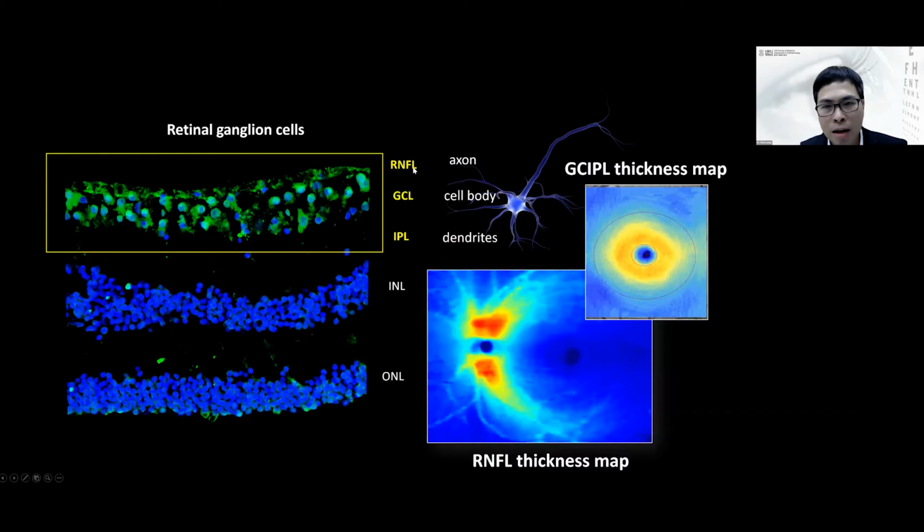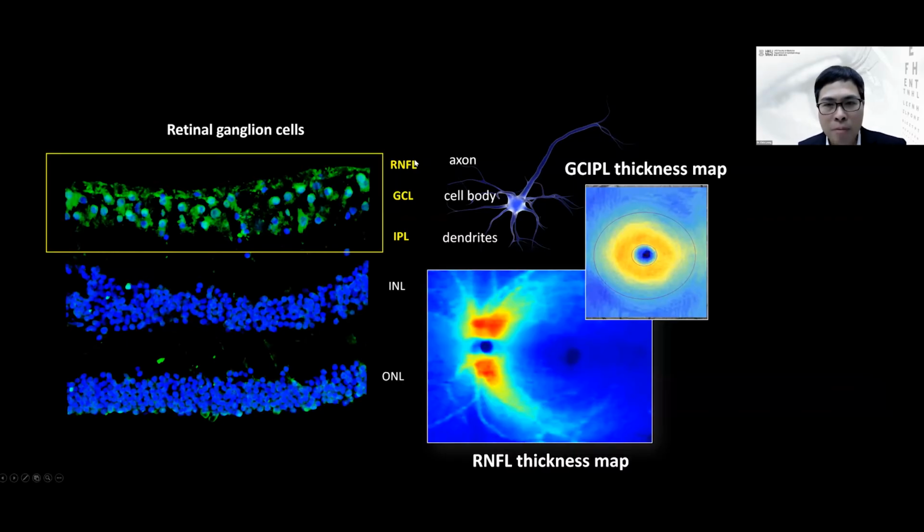The retinal nerve fiber layer is composed largely of the axons of retinal ganglion cells. The GCL, the ganglion cell layer, is composed of the cell bodies of retinal ganglion cells, whereas the IPL, the inner plexiform layer, is largely composed of the dendrites of retinal ganglion cells.